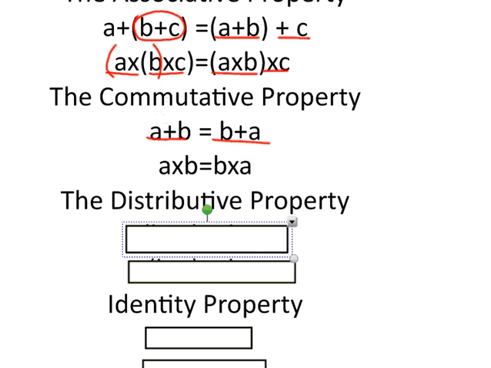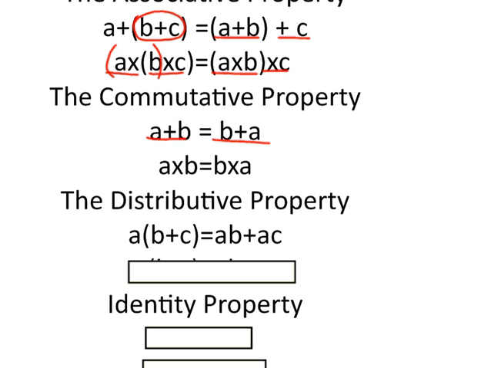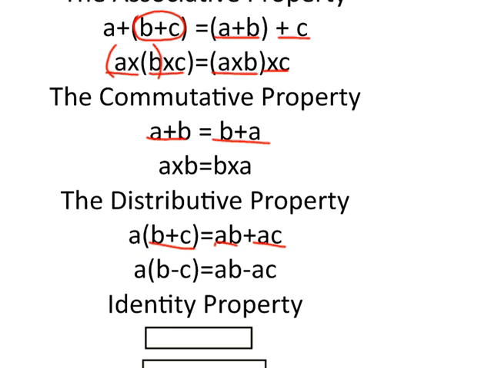Distributive property says that if we're taking A times the quantity, B plus C, it's the same as saying A times B and adding it to A times C. That's the distributive property of addition. Now, the distributive property of subtraction. A times the quantity of B minus C is the same as saying AB minus A times C.